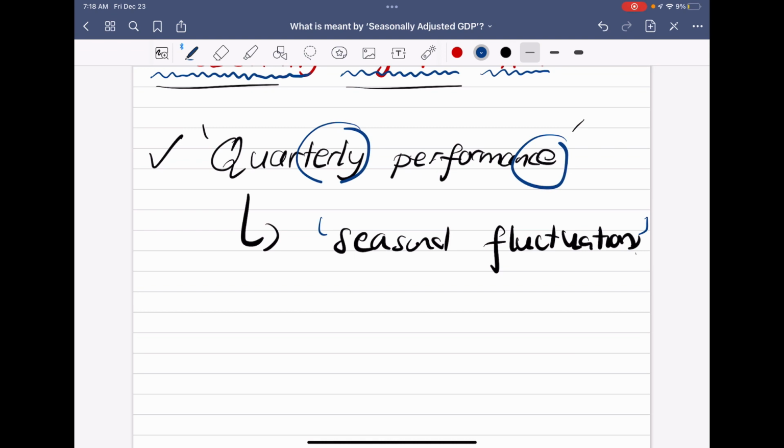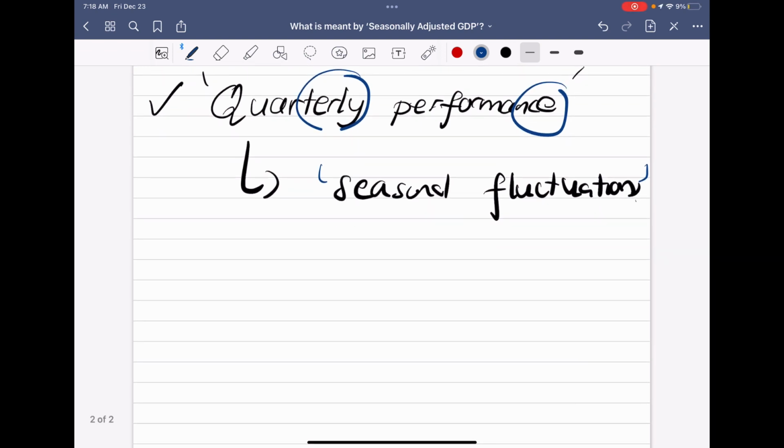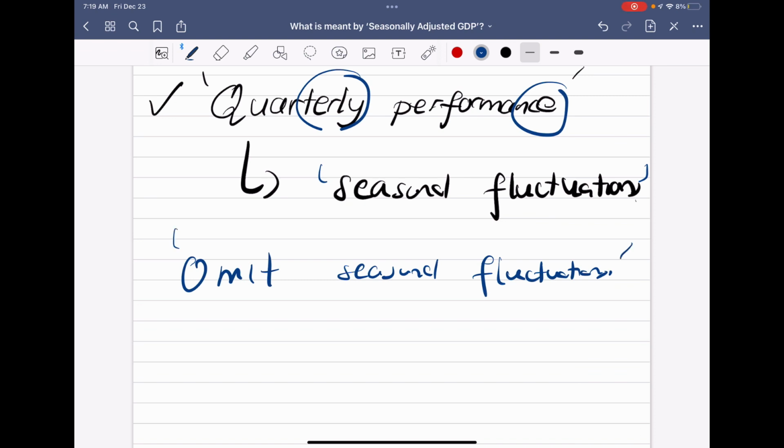However, when economists study quarterly performance, they want to omit seasonal fluctuations. I'm going to write this: omit seasonal fluctuations. Why is this? Because they want to look further than simply seasonal fluctuation. They want to know, is there really a difference in the natural course of the economy? Is there an improvement, or, for example, does it perform worse? So by omitting seasonal fluctuations, this allows you to look further.